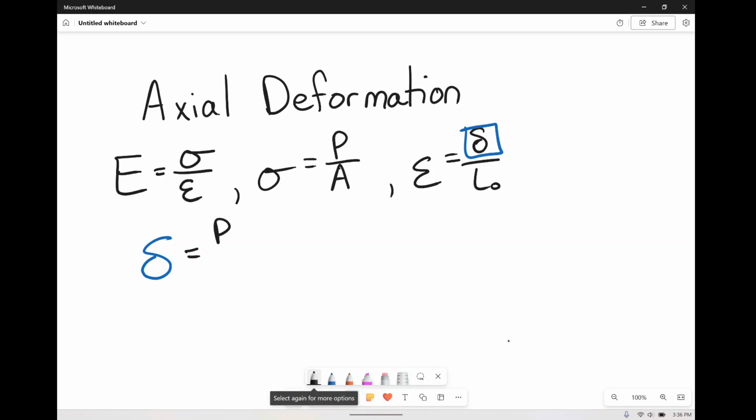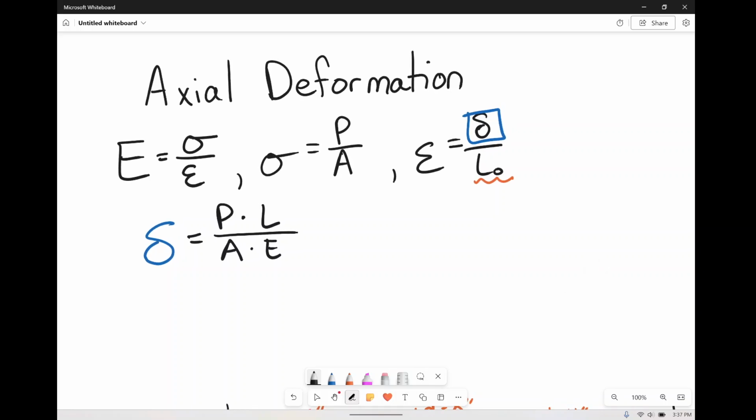So effectively it boils down to just P times L over A times E. Again, P, axial load, divided by area. That's area that's perpendicular to the force, right? Because this is a normal force for axial normal deformation. L is the original length, because that's the original length that you see over here. And E is again modulus of elasticity. So this isn't really anything new. This is just us throwing it together in ways that are slightly different.